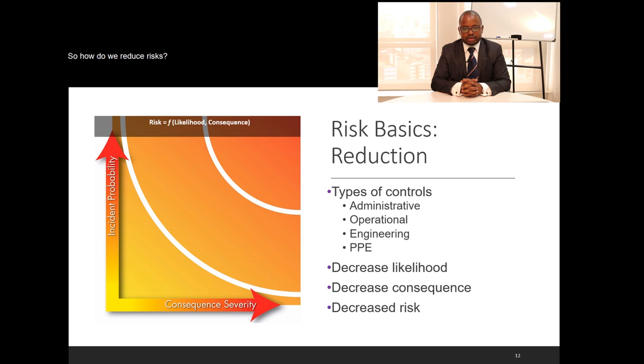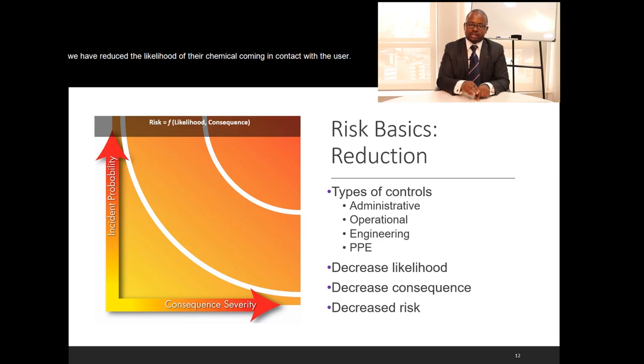So how do we reduce risks? We can put in place administrative controls, for example, using badges for identification and having proper inventory management systems. Decreasing risk means that we have to do two things: we reduce the likelihood and we also reduce the consequence. By putting in place the right measures, for example, wearing personal protective equipment, we reduce the likelihood of the chemical coming in contact with the user. And to decrease the consequence, by using chemicals that are less toxic and so on, we reduce the consequence of the chemical having adverse effects on the user.